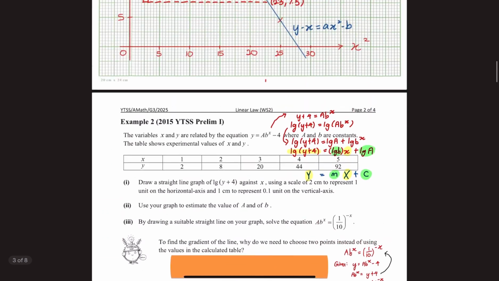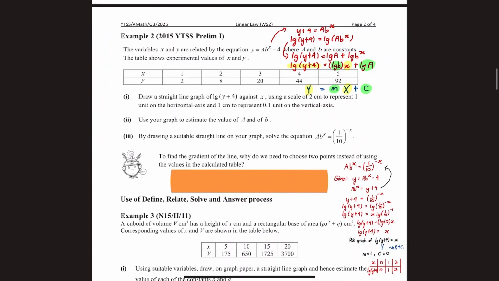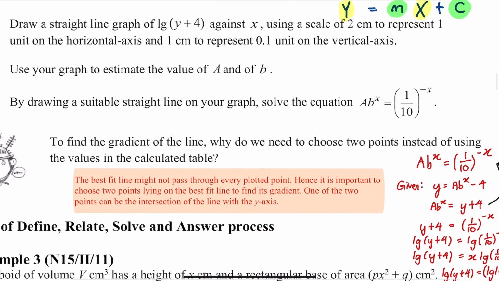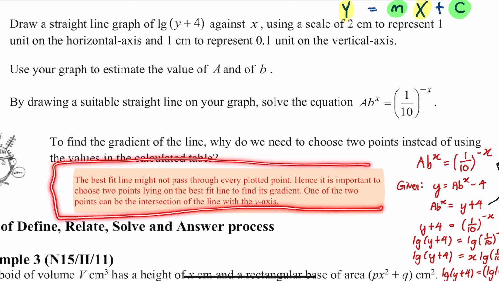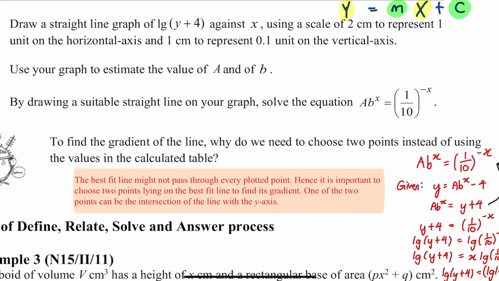The reason why I must do that is because, you can write down also, the best fit line may not pass through every single plotted point. So therefore it's important to choose 2 points lying on the best fit line to find the gradient. One of the 2 points can be the intersection between the line and the vertical axis. So take note here, when we calculate gradient, I should only use points on the best fit line because some plotted points may not pass through the best fit line. So please write this down to your notes here. This is an important point to note when we want to calculate gradient in this chapter.